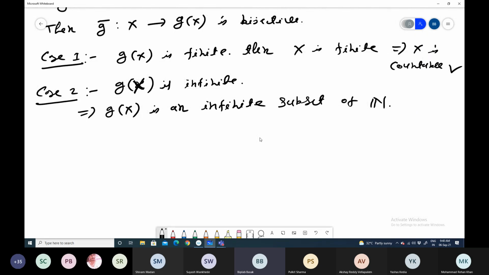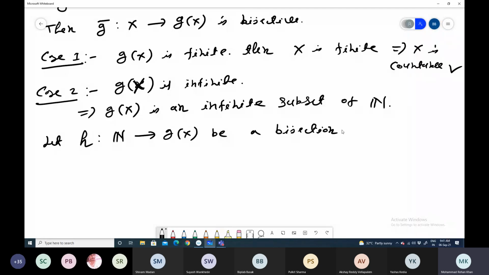There we also used the well-ordering principle of n. That is when we proved that every infinite subset of n is countably infinite. So if you take an infinite subset of natural numbers n, then you have a bijection from n to it. So by induction we have defined that. So let H: n to Gx be a bijection.